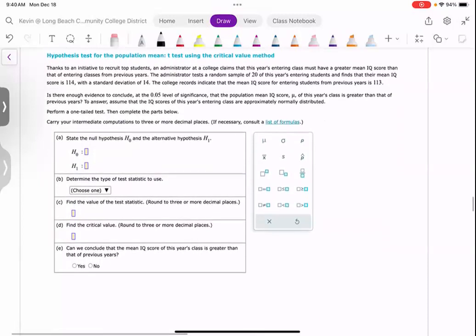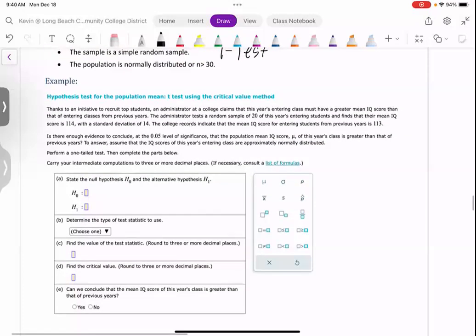Let's go through this scenario. Thanks to an initiative to recruit top students, an administrator at a college claims that this year's entering class must have a greater mean IQ score than that of entering classes from previous years. The administrator tests a random sample of 20, so there is our n, and I want to make it clear, n is 20, which means our degrees of freedom, because it's a t-test, now is going to be 19. So we'll just need to keep that in mind. Of this year's entering students, it finds that their mean IQ score is 114. So there's our X bar.